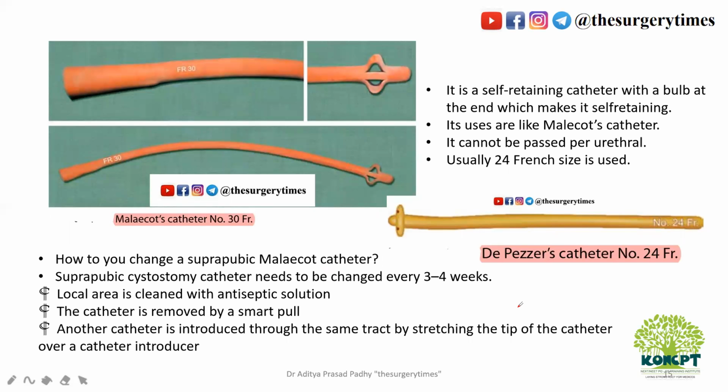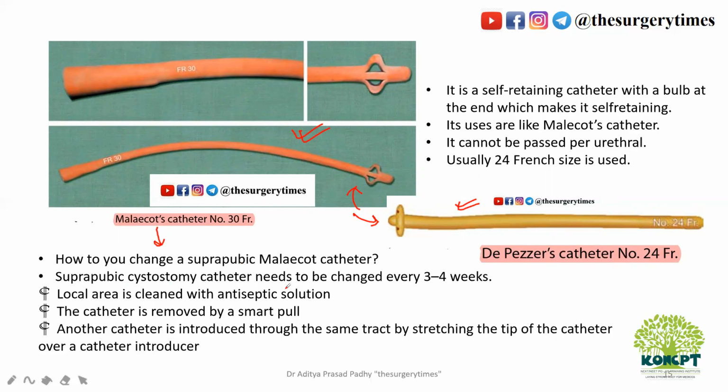Now next you can see the Malecot's catheter. This one is a Malecot's catheter, and this is the De Pezzer's catheter. Already we have discussed, that is flower tip catheter. It is coming under flower tip catheter. Okay, so first Malecot's catheter. How to change the suprapubic Malecot catheter?